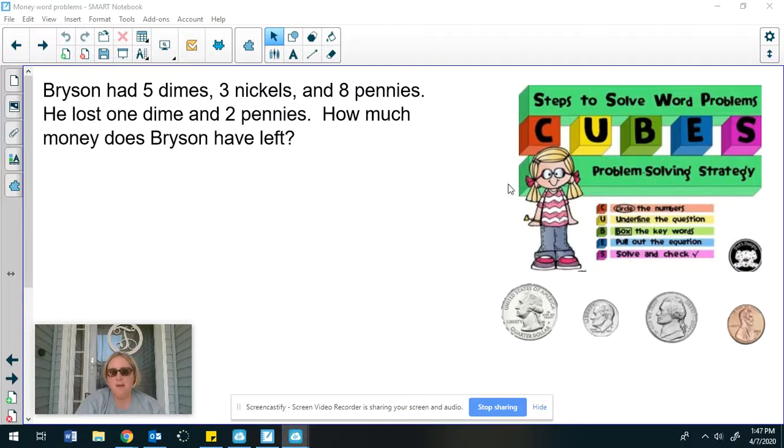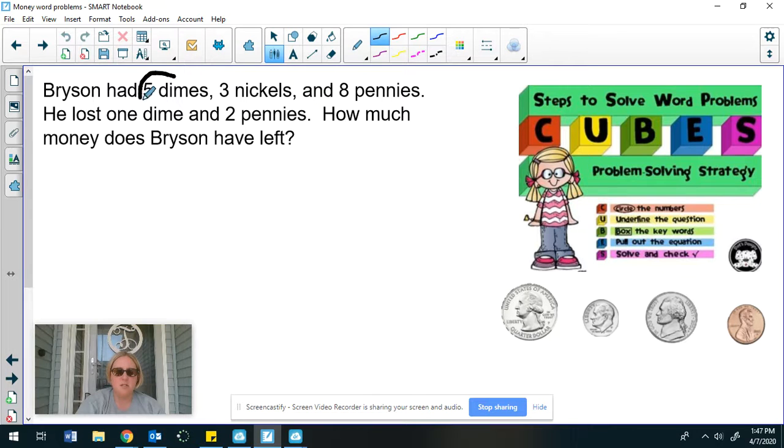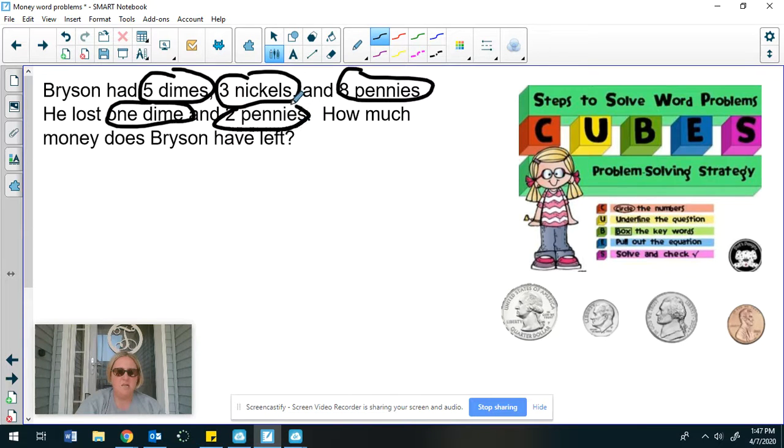Well, looking at my chart, I know that the first thing I have to do is go through and circle all of my numbers. So I know that Bryson has 5 dimes. I know that he has 3 nickels. And I know that he has 8 pennies. I also know that he loses 1 dime and he loses 2 pennies.